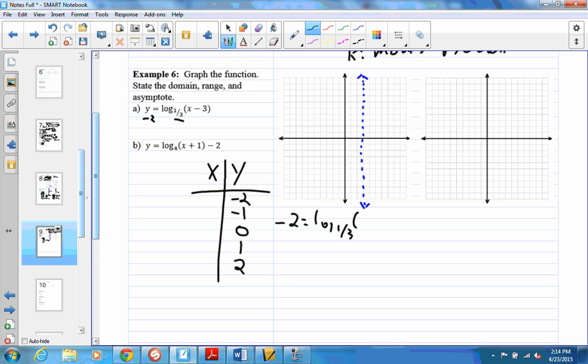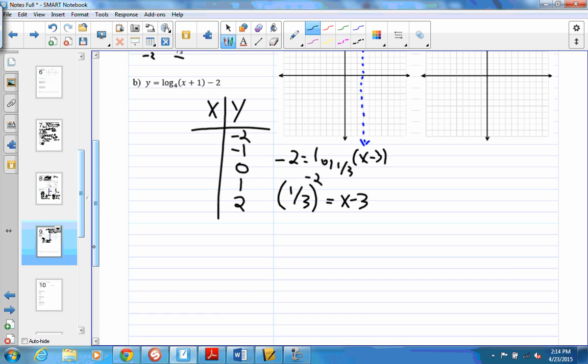Is it okay if you just substitute it into the 1/3 to the -2 equals x minus 3? Yes. Can you just add the 3 over and then solve? You can. If you wanted to do this and then add 3, that's fine.